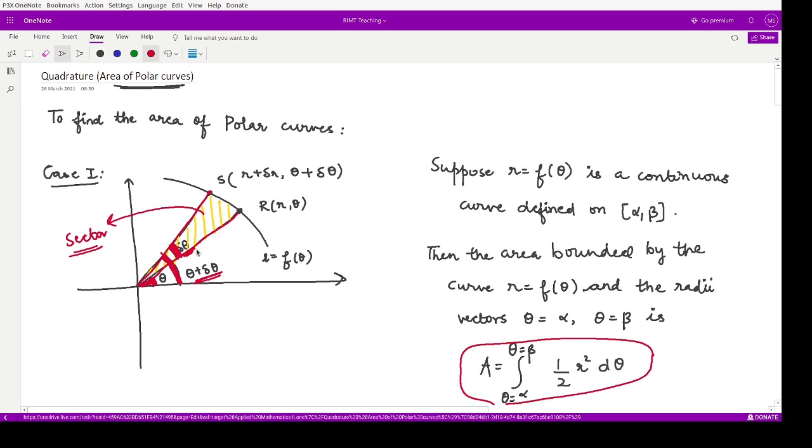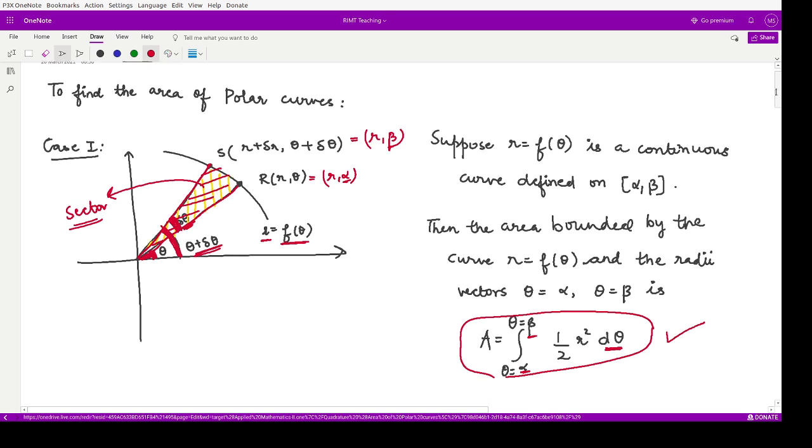So to calculate the area of this particular sector, what is the formula? The formula is one by two r square, where r is the given curve, r equal to f of theta, then r square into d theta, and the integration is performed with respect to theta. Suppose this angle is alpha, we have r and alpha, and this is r and beta. So your theta varies from alpha to beta, so integration here is performed from alpha to beta. So this is one category.